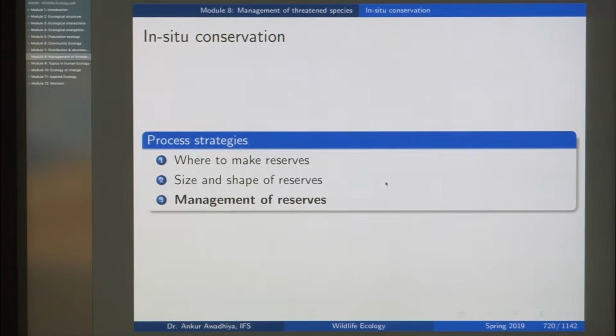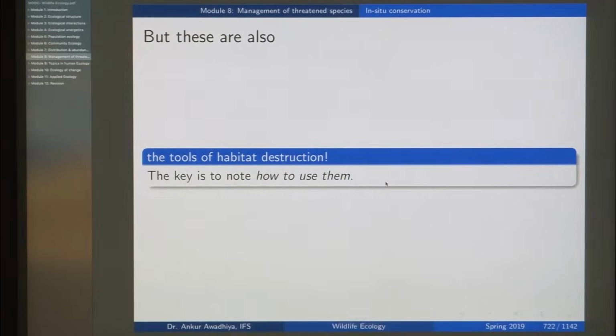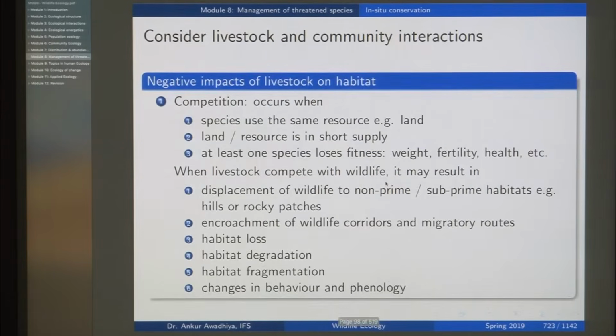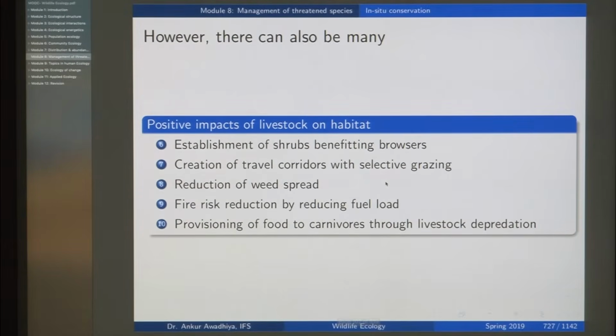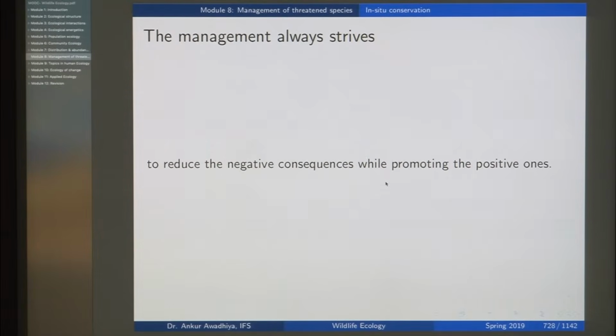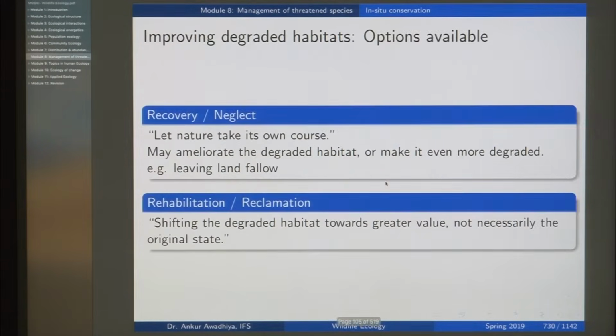Then we looked at the management of reserves, where we looked at the 5 different tools of habitat management, which are the axe, the cattle, the plow, the gun, and the fire. And even though these tools can also be used for destruction, if we use them properly, we can maximize the positive outcomes and minimize the negative outcomes. So, we looked at the example of livestock and looked at how we can maximize the positive outcomes and minimize the negative ones. So, the aim of management is that if your habitat is good, you maintain it in that state. If the habitat is degraded, you try to improve it.